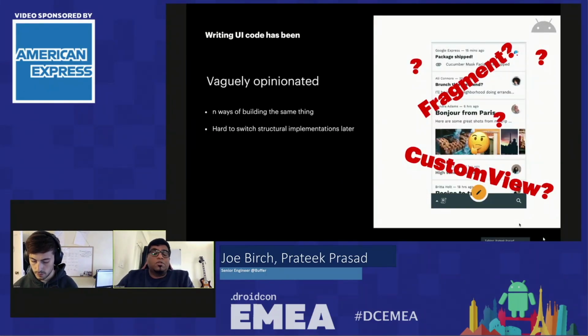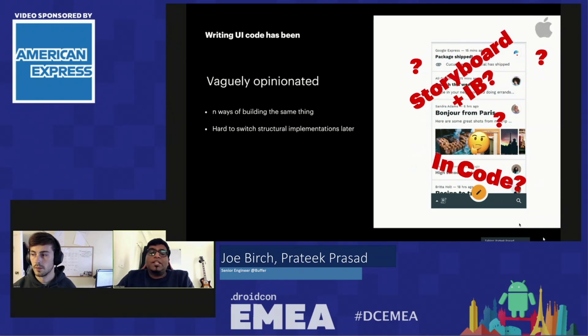Writing UI code has also been very vaguely opinionated. This screen can be built as a fragment using usual view groups and widgets. But if you want to avoid the lifecycle hell, you can also build this out as a custom view entirely. So essentially, there's no clear indication around best practices. And if you want to come back to the screen and change the code structure, it will essentially turn into a rewrite. It's the same on iOS. You can either build the screen using storyboards with the interface builder or build it in code using Swift. Whichever way you choose, it's difficult, if not entirely impossible, to come back later and switch the implementation out.